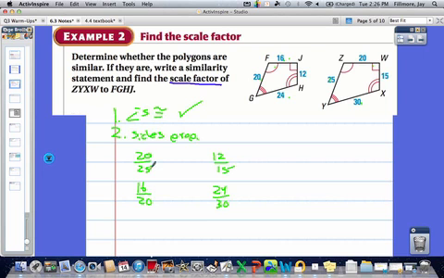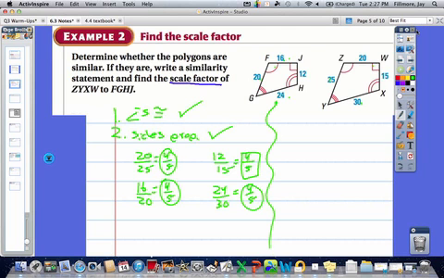20 and 25 have a common factor of 5, and if I divide both by 5, I end up with 4/5. Here I have a common factor of 3. 12 divided by 3 is 4. 15 divided by 3 is 5. So again, 4/5. 16 and 20, if I divide by 4, 4/5. And 24 over 30, if I divide by 6, 4/5. So in this case, the sides are proportional, so yes, these two shapes are going to be similar.